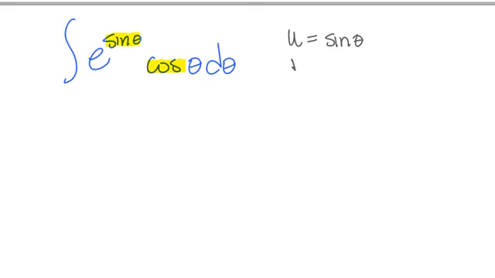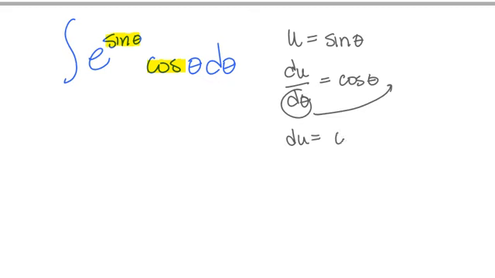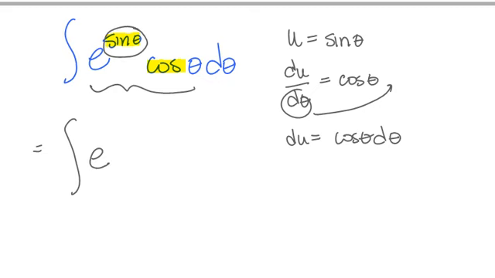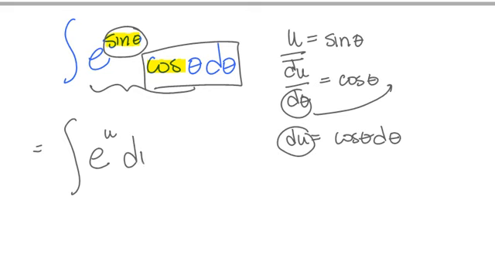Then I take the derivative of u with respect to theta, and I get du by d theta is cos theta. I move the d theta over to the other side, and now I replace everything that I have in here in terms of u. So that means that the e has to stay, but this sine theta can be written as a u, and all of this can be written as du.